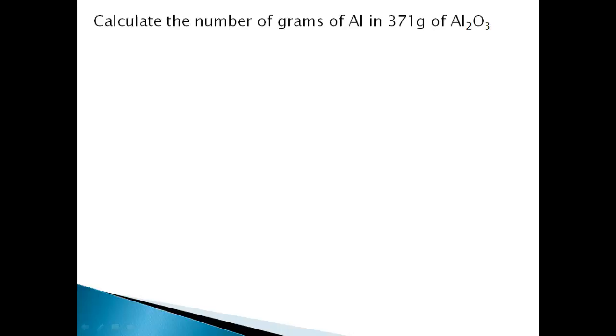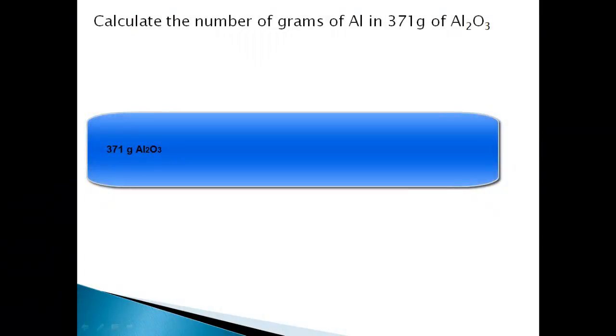So I need to find the number of grams of aluminum. But what information do they give me? The only information they give me is 371 grams of that compound. So I'm going to start with that. 371 grams of Al2O3. To get to grams of aluminum, I have to first go through the mole-to-mole ratio. In this compound, I've got 2 moles of aluminum. So I have to first get to moles of aluminum by itself, not 2 moles of aluminum.